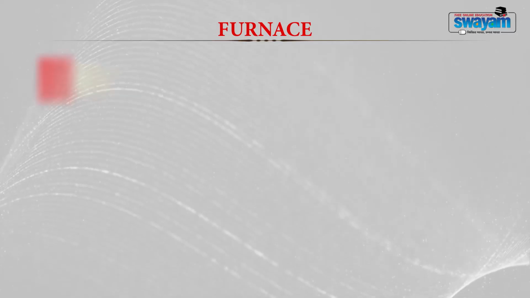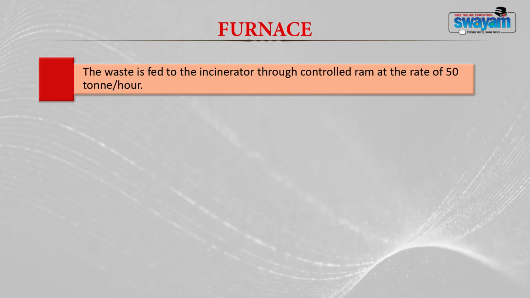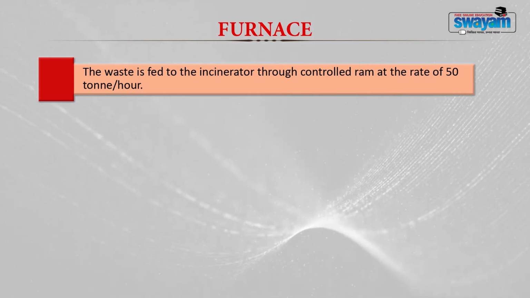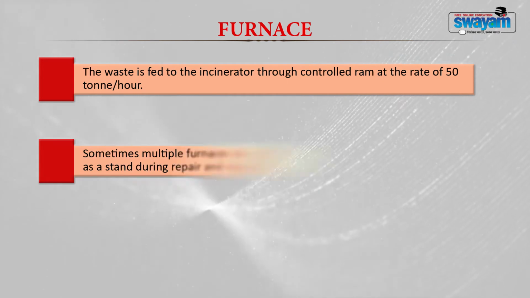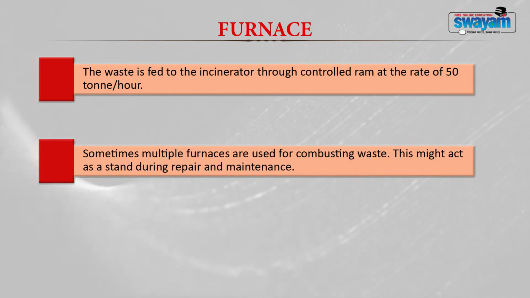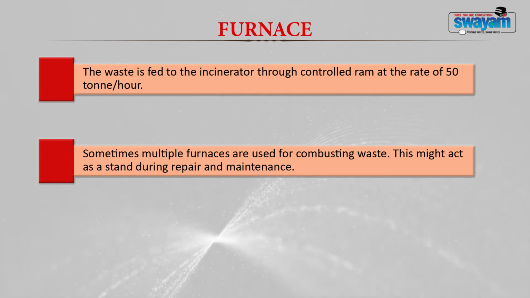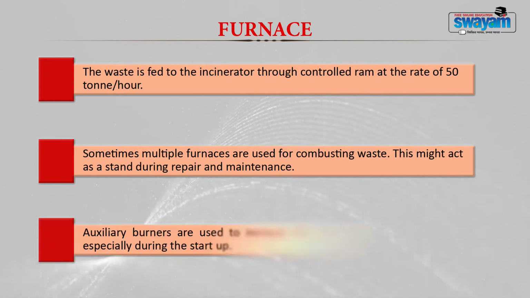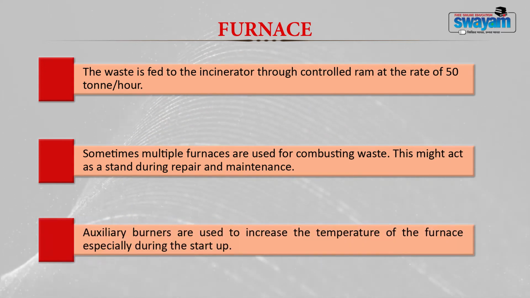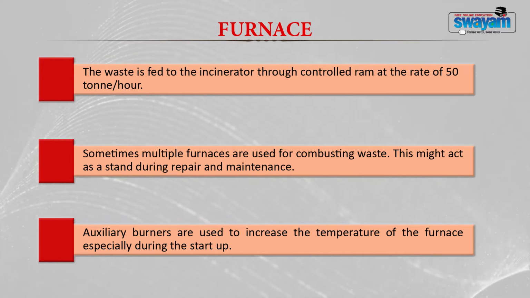The next area in an incineration unit is the furnace. The waste is fed in such a way that the incinerator combusts only 50 tons of waste per hour. Sometimes multiple furnaces are used for combusting the waste. This might act as a standby during repair or maintenance: if one incinerator is working, the other can act as a standby. Sometimes auxiliary burners are also used to increase the temperature of the furnace, especially during startup.